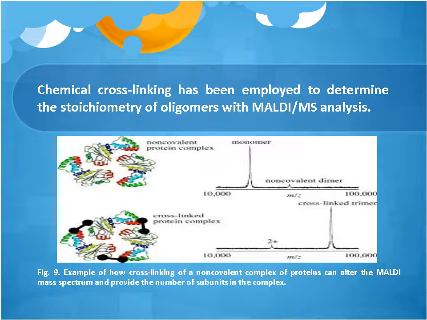More common than structural studies, chemical cross-linking has been employed to determine the stoichiometry of oligomers with MALDI-MS analysis. This figure is an example to show how cross-linking of a non-covalent protein complex, which is on the top, can alter the MALDI mass spectrum by providing the number of subunits in the complex, such as monomers, non-covalent dimers, and so on. Whereas the cross-linked protein complex, which is on the bottom, produces a MALDI mass spectrum containing a cross-linked trimer.